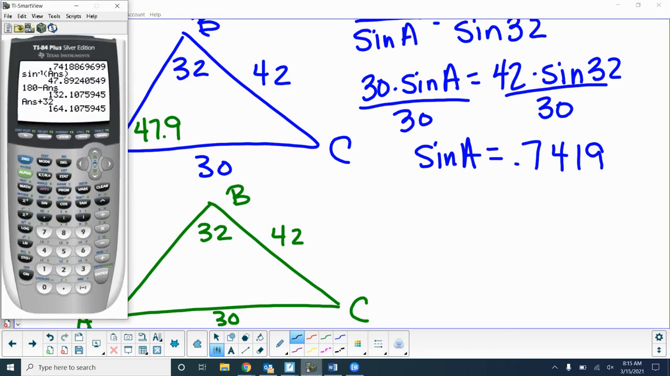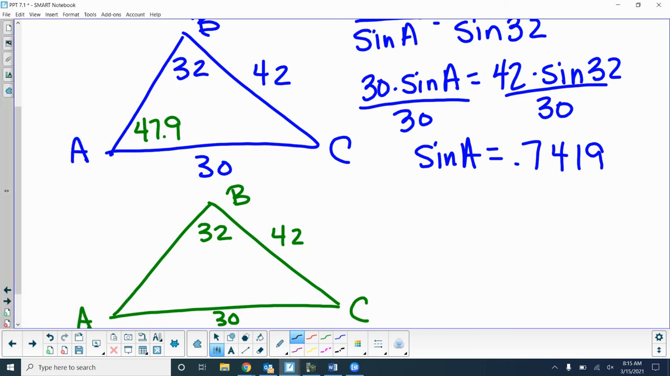Which was the 132.1, right? So this angle A now is 132.1. Okay, it's the supplement of the first A. Sometimes they'll put little marks like this for the second one, but I just fill it in the pictures. Okay, and then I'll do everything else the same.